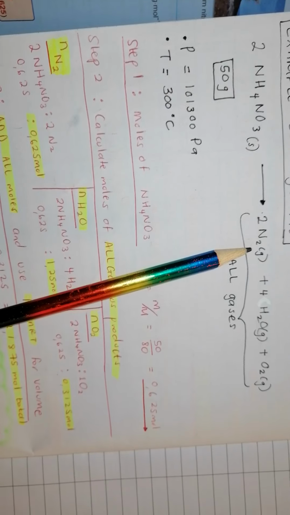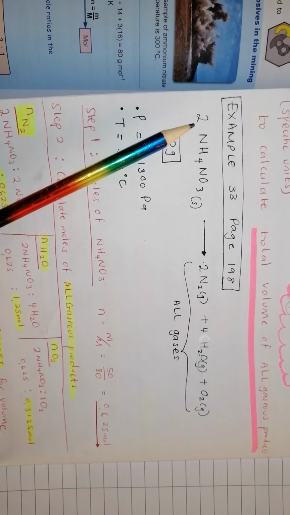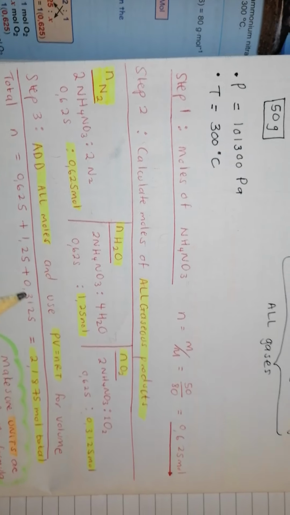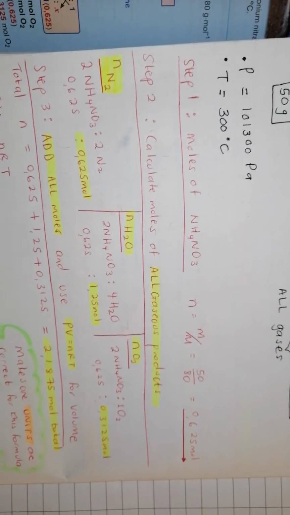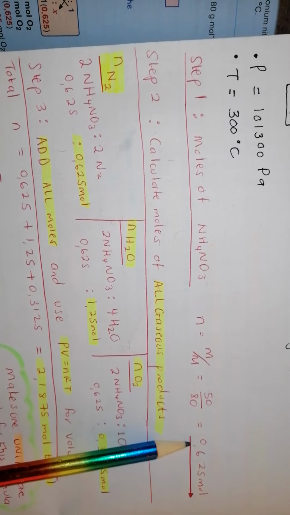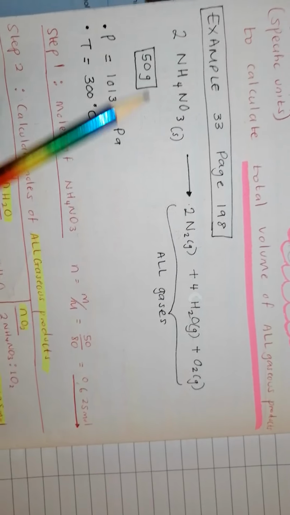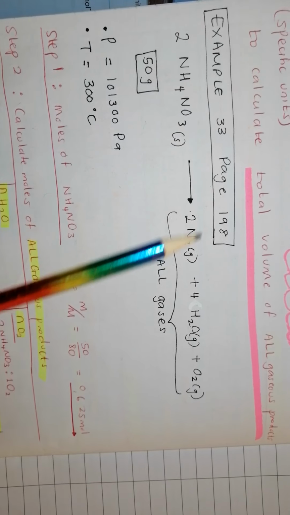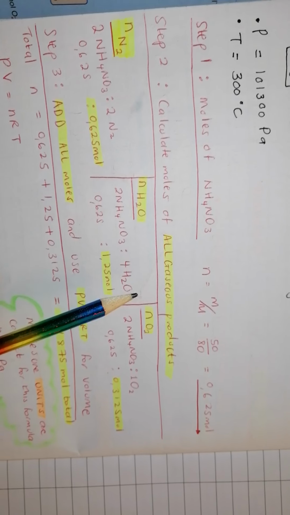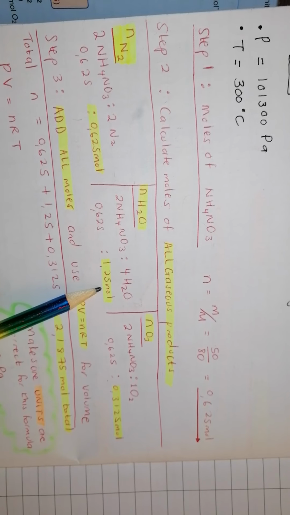We're going to start first with nitrogen, and for this we're just going to use ratios. You can see from the reaction you have 2 ammonium nitrate to 2 nitrogen. So the ratio is 2 to 2, which means the moles of ammonium nitrate is equal to the moles of nitrogen, which is also 0.625 moles, which we had before. Then we go on to the moles of water, which is the next gaseous product. Here you can see the ratio is 2 ammonium nitrate to 4 water. So the ratio is 2 to 4. Whatever ammonium nitrate is, water is double. So 0.625 times 2 gives you 1.25 moles of water.